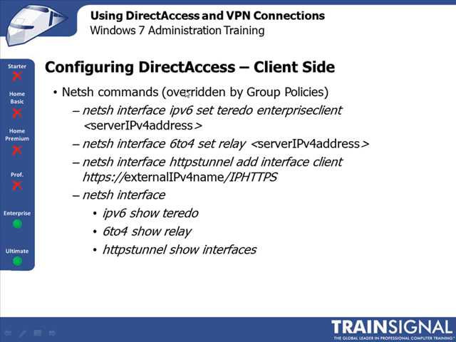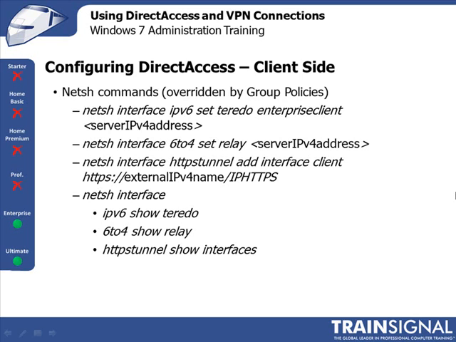The first connection method is the Teredo one, and it allows you to specify what you're going to use for a public server IPv4 address for use with remote access. The second command establishes the server IPv4 address, the public one, for the 6 to 4 relay. And the next one allows you to provide an HTTPS address that you're going to use for the HTTPS connection type. And then there's some commands here that allow you to view interface statistics.